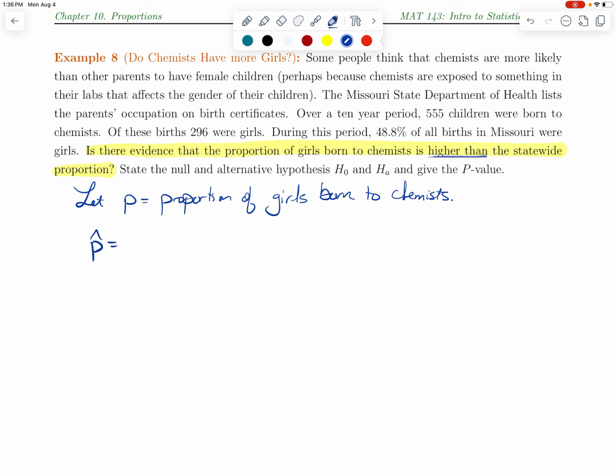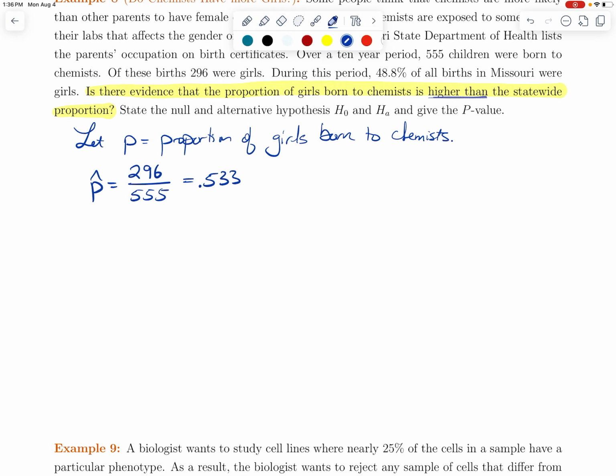So hopefully we're given some sort of sample proportion. It says over a 10-year period, we found 555 kids born to chemists, and of those births, 296 were girls. So P hat is 296 divided by 555. And you can run that and you'll get 0.533. So we've got P hat. Let's state our hypotheses here.